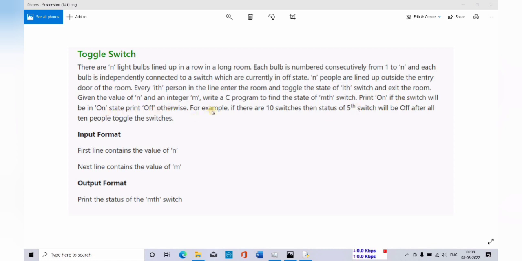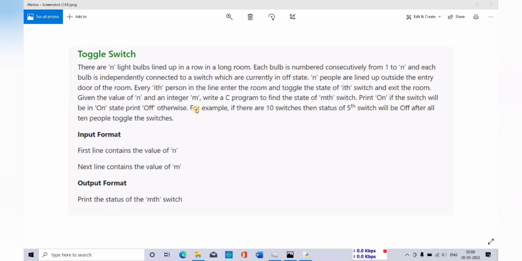Okay, now let me tell you what basically this question is telling us to do. See, suppose a person is standing at the first position. Okay, if he's standing at the first position outside the door, then he will be moving one step at a time. For example, he will go to the first switch, then he will go to the second switch, then he will go to the third switch, and he will toggle all those switches.